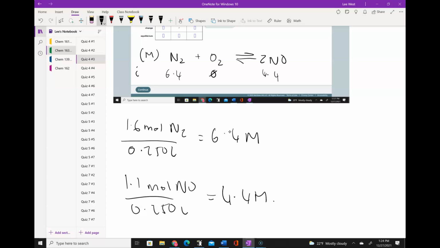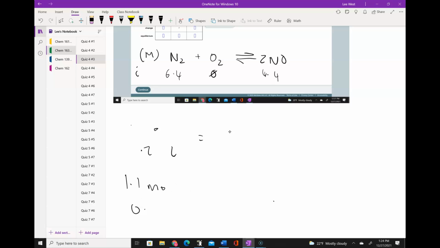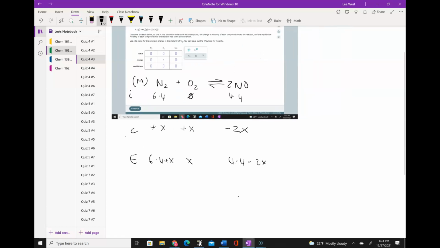Now we know what's going to happen, right? It has to go to the left because I've got no O2. It's impossible for it to move to the right. So the change is going to be a shift to the left. So N2 is going to go up by X, O2 is going to go up by X, and NO is going to go down by 2X. So when this comes to equilibrium, I'm going to have 6.4 plus X of that, and 4.4 minus 2X of this. Now let's see if there's any information in here about what X might be.